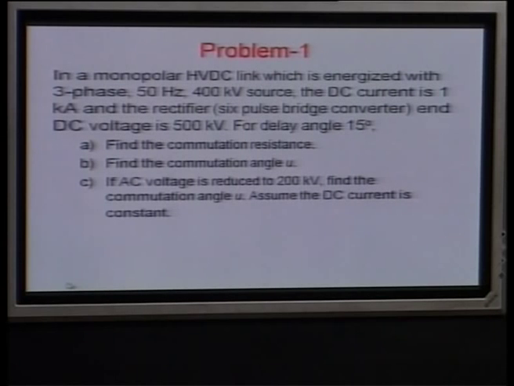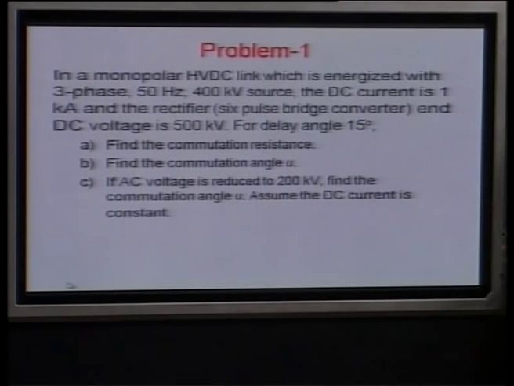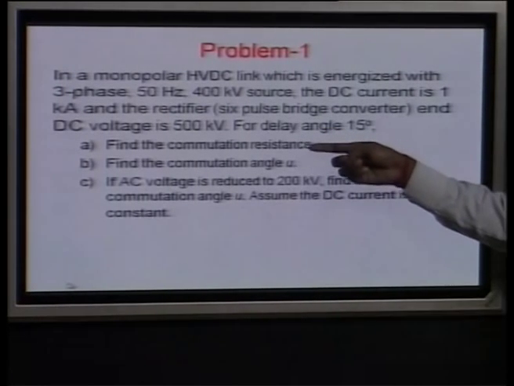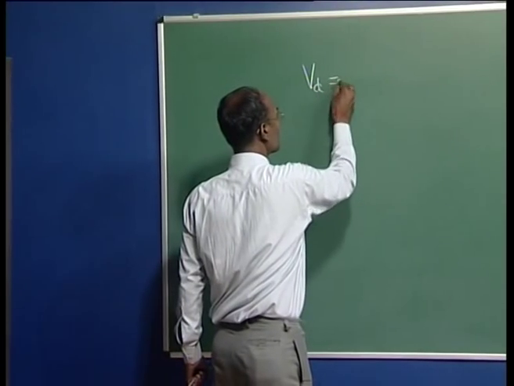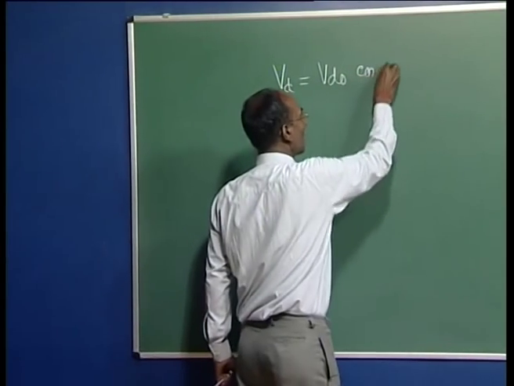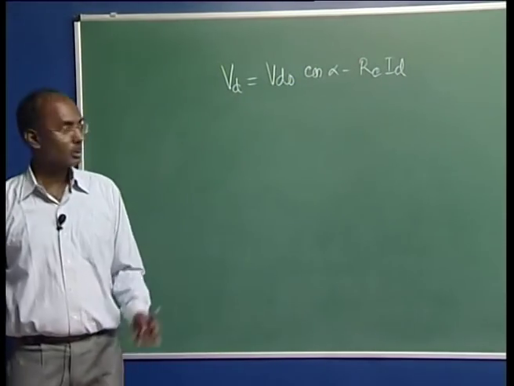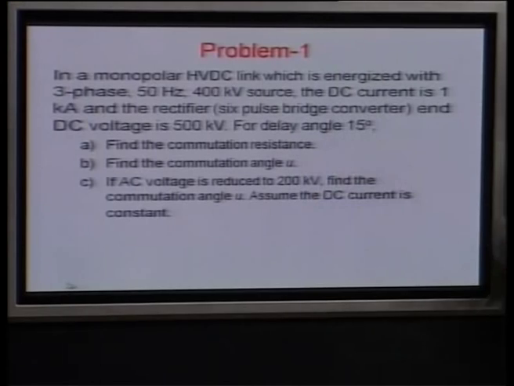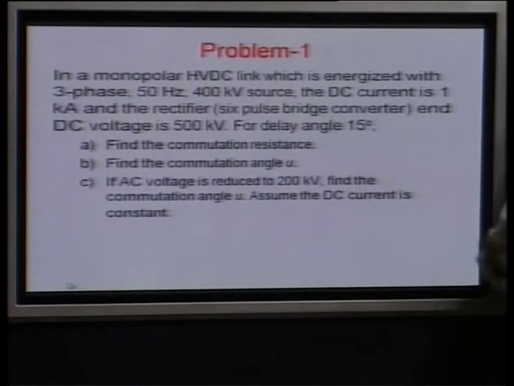Simply use the relation we derived. First we have to see what U is. U is not given to you, but you can start by assuming U is less than 60 degrees and check that the equations are satisfied, otherwise you can go for more than 60 degrees. Here U is less than 60, and the relation for the output voltage is V_D = V_DO cos alpha minus R_C I_D. This relation we derived, and here the commutation resistance is asked, not reactance.